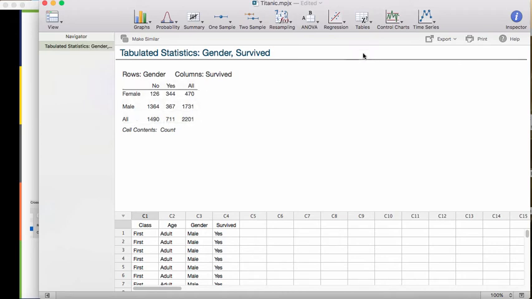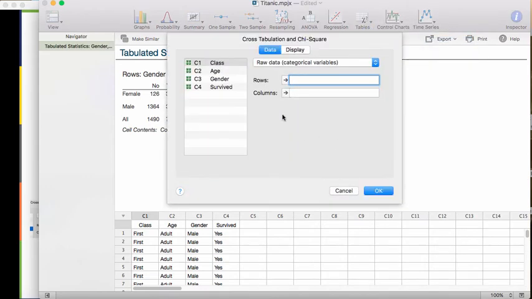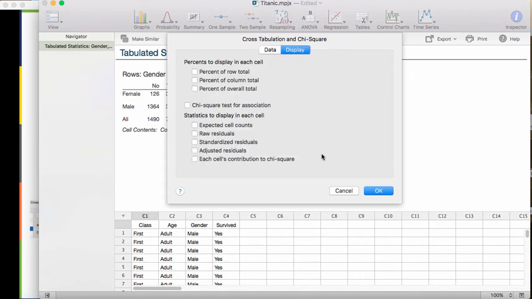So we're going to run the two-way table again, Cross-Tabulation Chi-squared. It's going to ask us the same questions again. We have gender and survival, and raw data, correct. Okay, switch to display, and what we're interested in is the percent of the row total this time around. Let's see what happens. Right now we're not running any chi-square test for association because the question has not been asked whether gender and survival are independent or dependent. It will be a later question, so we will answer that as well. So let's take a look at the percent of row total.